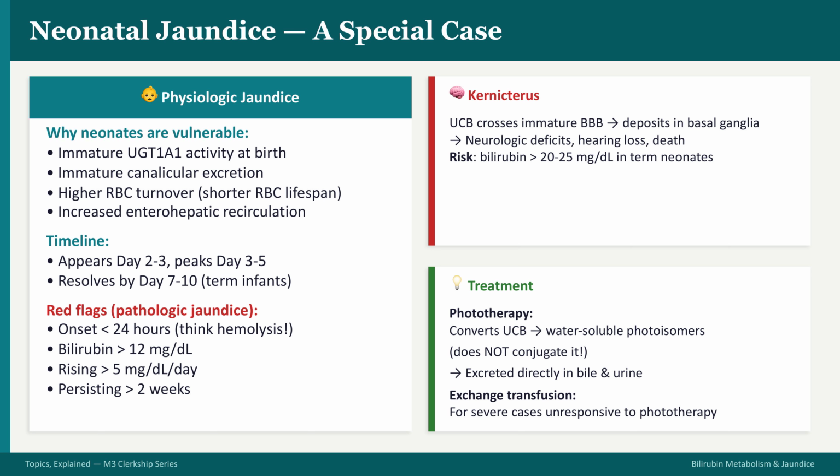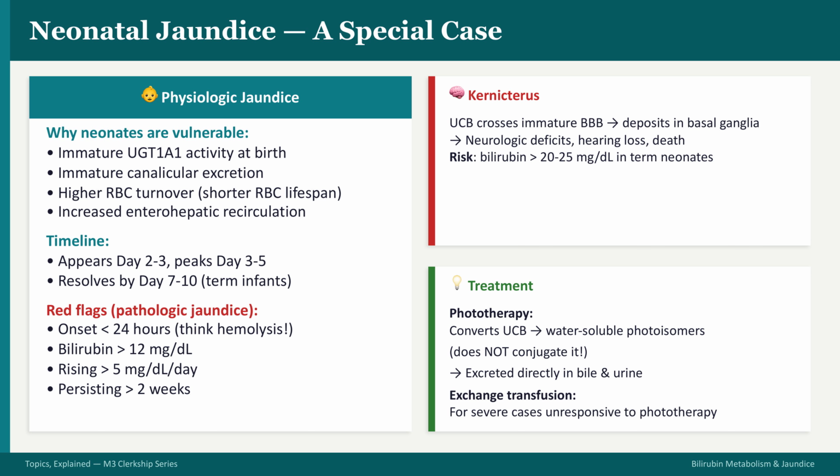Physiologic jaundice typically appears on day 2 or 3, peaks around day 3 to 5, and resolves by day 7 to 10 in term infants. Red flags that suggest pathologic jaundice include onset before 24 hours, which should immediately make you think hemolysis, bilirubin rising faster than 5 mg per deciliter per day, total bilirubin above 12, or jaundice persisting beyond 2 weeks.